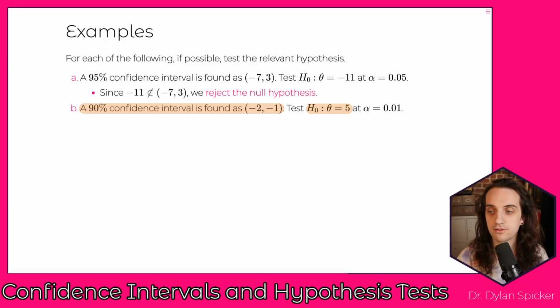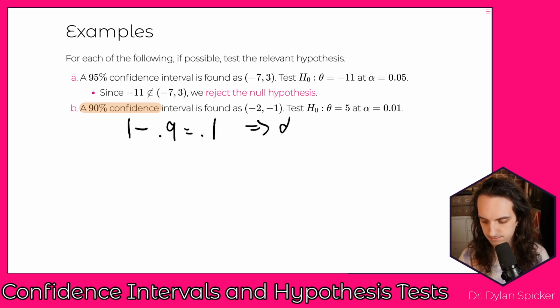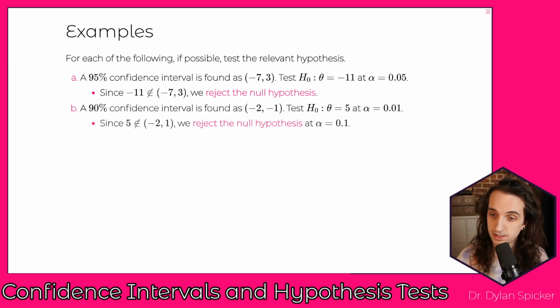Right? 5 does not fall between -2 and -1, and so we could reject the null hypothesis at the alpha level of significance, which in this case is going to correspond to alpha equals 0.1, right? Because we have 1 minus 0.9 equals 0.1, and so if we take alpha equals 0.1, then we can reject the null hypothesis. So the first thing to note is that we could reject the null hypothesis, but we'd be rejecting it at the alpha equals 0.1 level of significance.